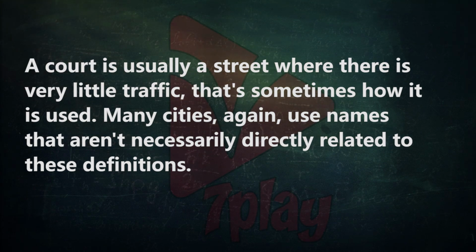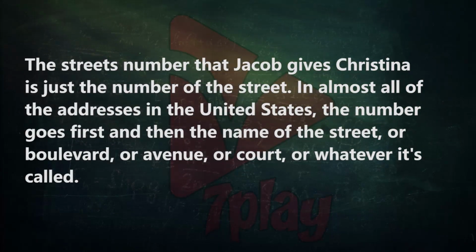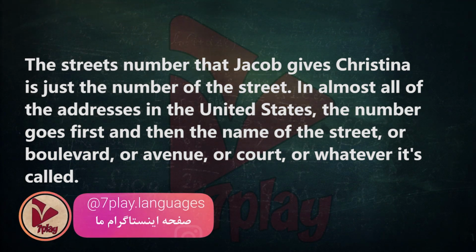Many cities, again, use names that aren't necessarily directly related to these definitions. The word court has a couple of different meanings. Take a look at the learning guide for this episode for some additional definitions. The street number that Jacob gives Christina is just the number of the street. In almost all of the addresses in the United States, the number goes first, and then the name of the street, or boulevard, or avenue, or court, or whatever it's called.